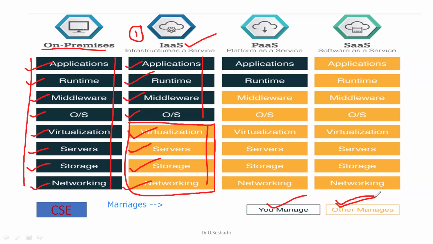Sir, the examples here: the AWS EC2 service, a compute service. You don't need to think about the networking. You don't need to think about the servers. You don't need to think about the storage. You don't need to think about the virtualization. Only the operating system selection, middleware, runtime, and the application you will take care of if we are using the AWS compute service.